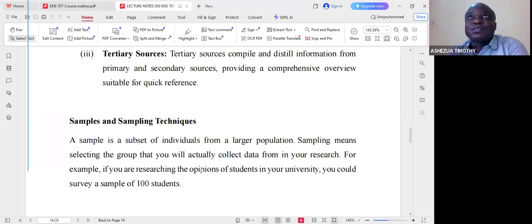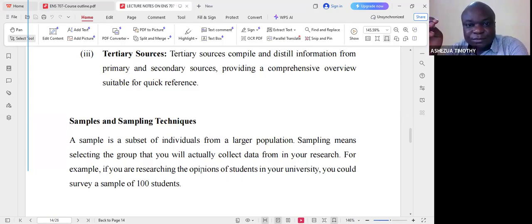If, for example, at the Department of Environmental Sustainability, let's say we have 400 students, and I choose like 15 or 20 students to carry out a small research with. That is a sample out of the 400. The larger population is the 400. Then that 15 persons or 20 persons that I'm choosing is a sample of that population. I hope it's clear.